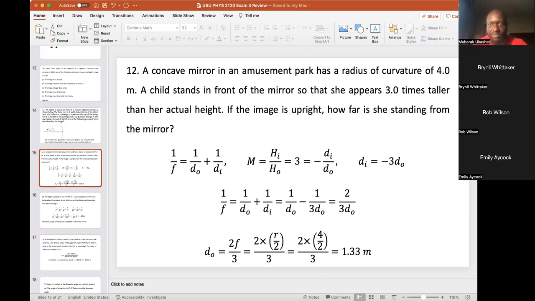Okay, somebody is asking, how did I get 2 over 3 d naught? So from here, you take the LCM, 1 over d naught minus 1 over 3 d naught. The LCM is 3 d naught. D naught into 3 d naught is 3. So 3 times 1 is 3. 3 minus 1 is 2. So you have 2 over 3 d naught when you solve this.